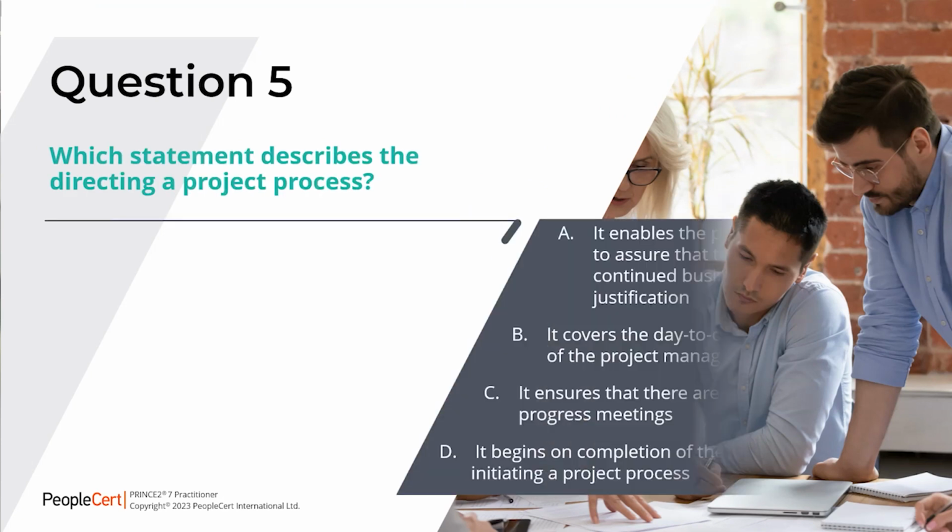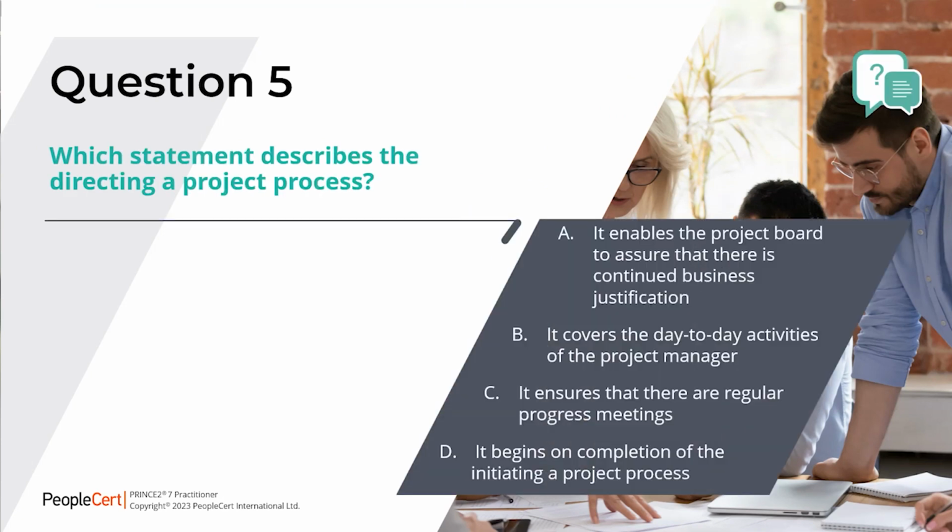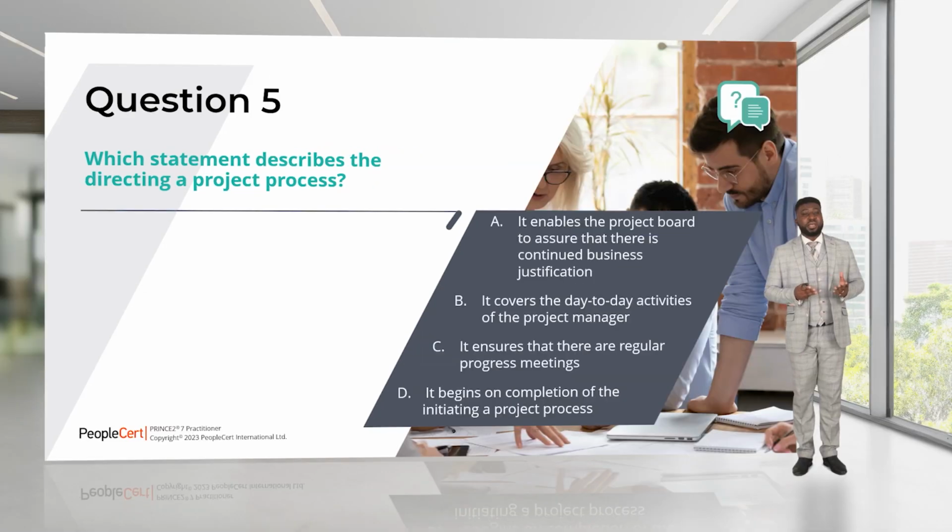Question number 5. Which statement describes the direction of project process? A says it enables the project board to assure that there is continued business justification. B says it covers day-to-day activities of the project manager. C, it ensures there are regular progress meetings. D, it begins on completion of the initiating a project process.